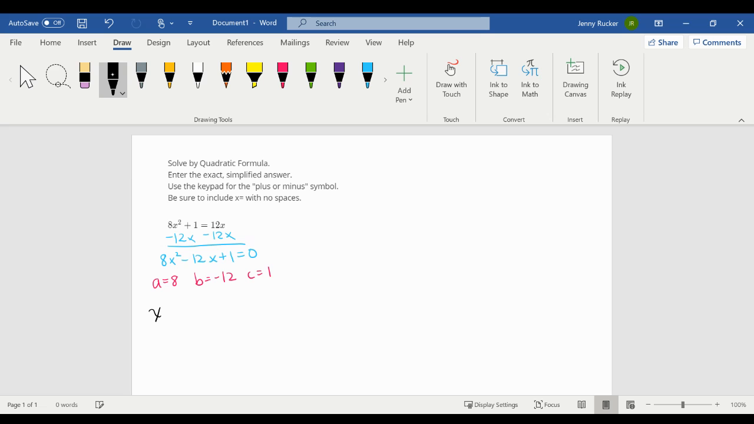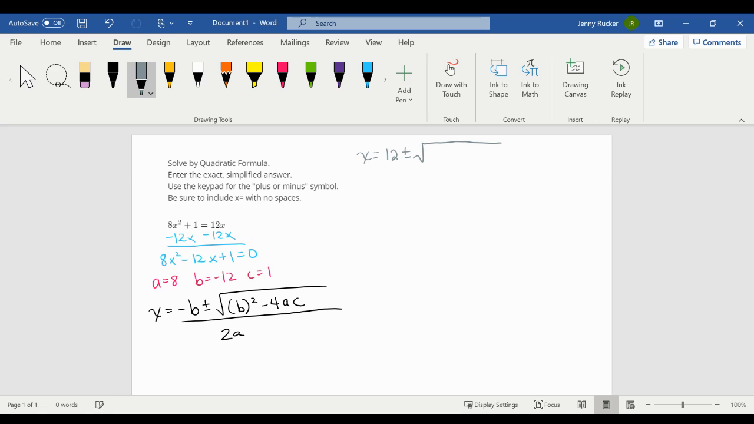So let's go ahead and write out our quadratic formula. It's the opposite of b plus or minus the square root of b squared minus 4ac all over 2a. Let's go ahead and substitute in. So the opposite of b, since b is negative 12, would be a positive 12 plus or minus the square root of negative 12 squared minus 4 times 8 times 1 all over 2 times 8.